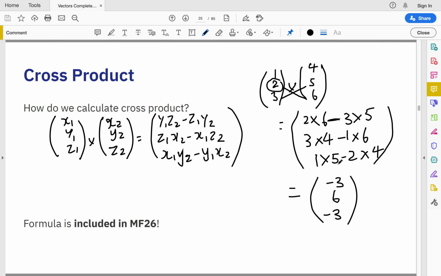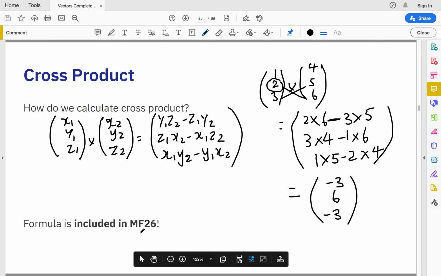But don't worry if you cannot remember this formula, because it is very difficult to remember. It is included in the formula sheet MF26 or whichever formula sheet you're given for your A-levels. So not to worry, you can easily reference this if you forget.